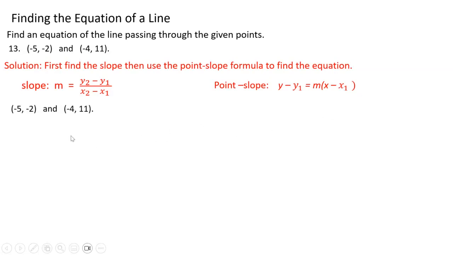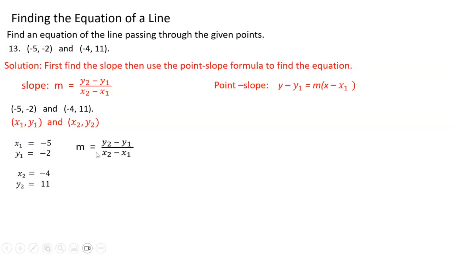So let's first find our slope. Before we start, let's check the x values. Do they repeat? No. The y values, do they repeat? No. So here, we're actually going to get a positive or negative slope. Let's plug everything in. x1 is negative 5, y1 is negative 2, x2 is negative 4, and y2 is 11.